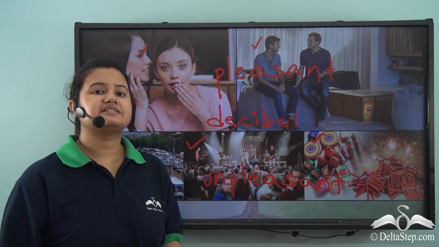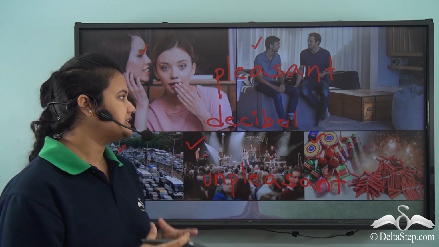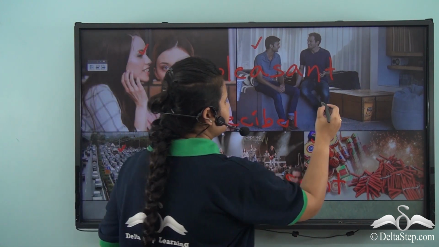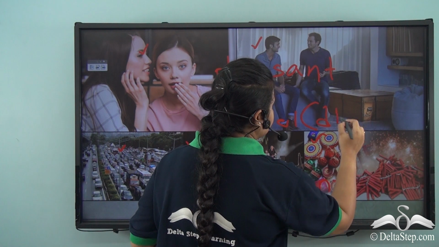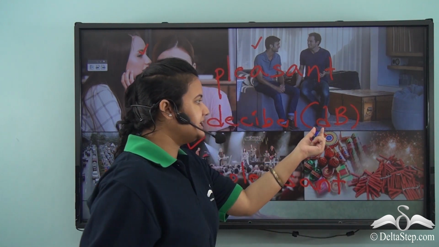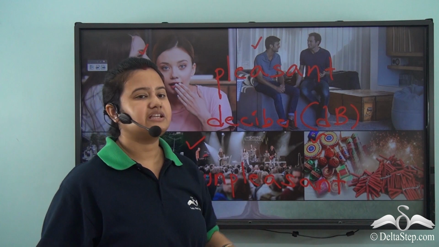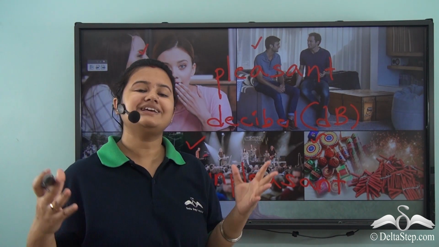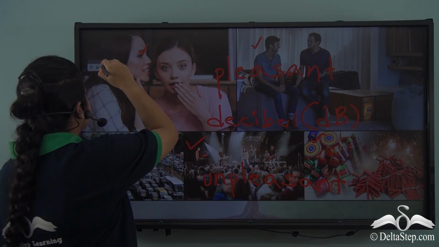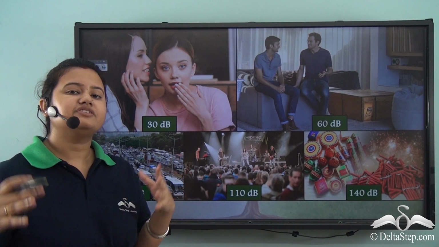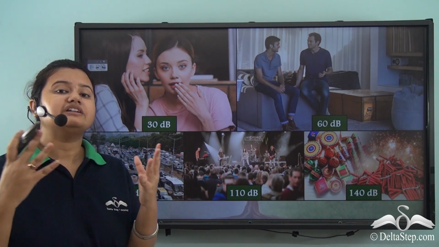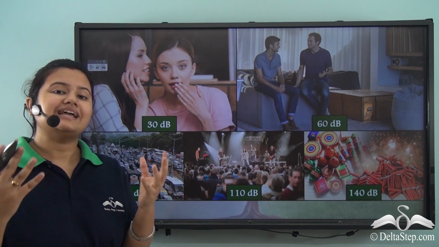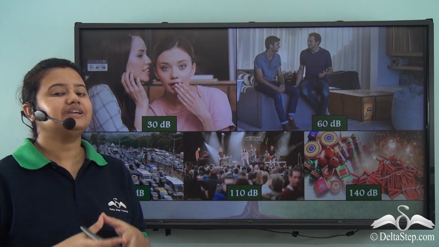So decibel is the unit of measuring sound level, and the abbreviated or short form of decibel is dB. The d is written in small and the B is written in capital letters. So this is how you denote the unit of measuring sound level. Now as I just mentioned, different sounds in the environment have different intensities, and we can denote the sound level using decibel, which is the unit for measuring sound.